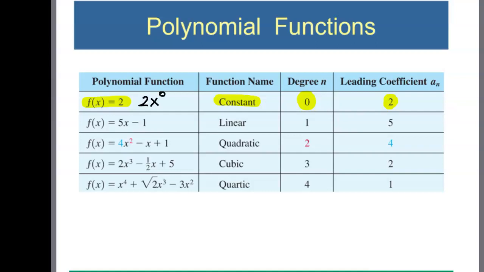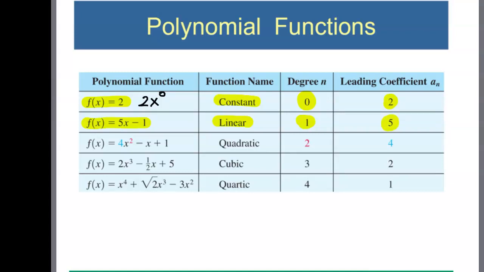The next type of polynomial we have is a linear polynomial function. It is of degree 1, so x is to the first power. A concrete example of that would be f of x equals 5x minus 1. Our leading coefficient is 5.